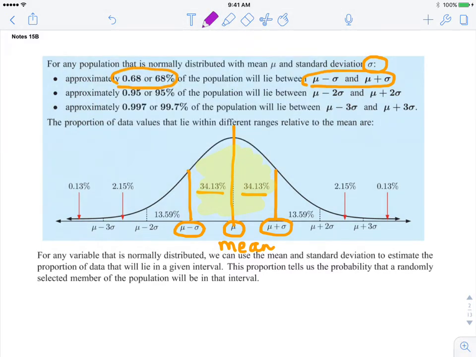If I move two standard deviations left or right, so this is plus 1, this is minus 1, 95% of the population will fall between the two purple lines. So this region between plus 1 and plus 2 is 13.5%. This region is another 13.5%.